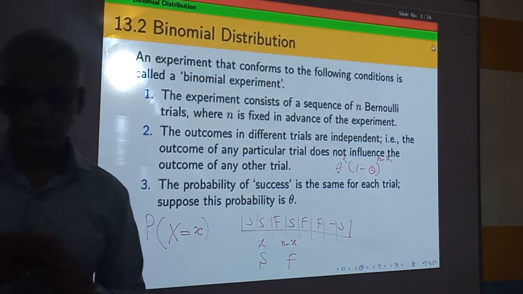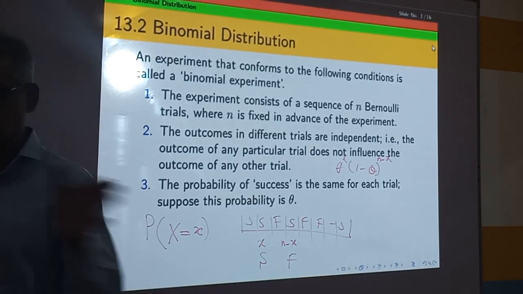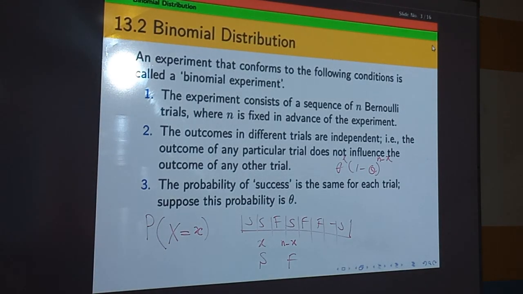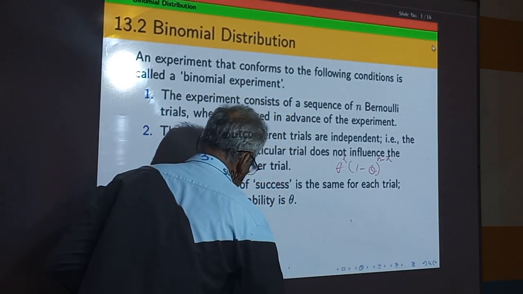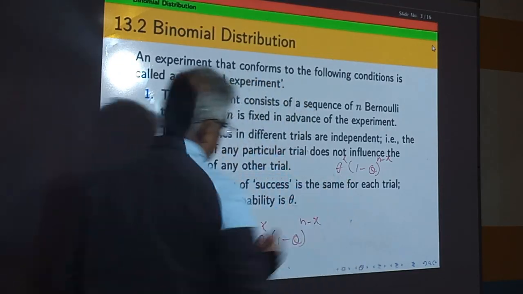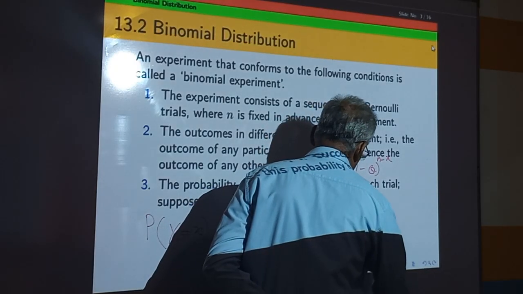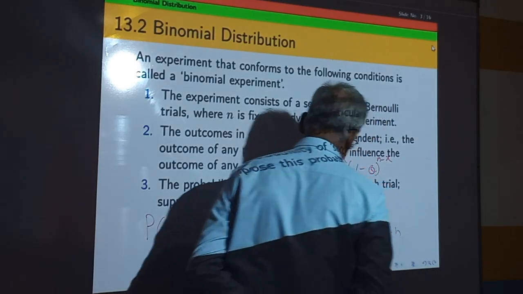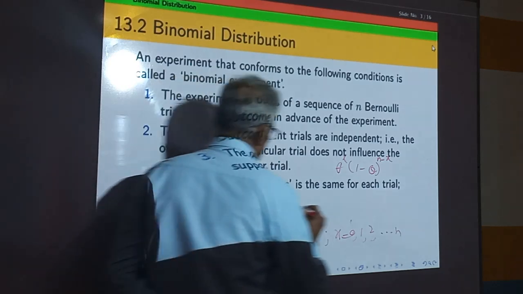That is only one way. There are nCx ways of that happening, so you have to add this way or the other way or the other way. Those are mutually exclusive, so we can add the probabilities. Therefore the final answer will be nCx theta to the power x, 1 minus theta to the power n minus x, where this x can be 0, 1, 2, up to n. So that is what we call the binomial formula.